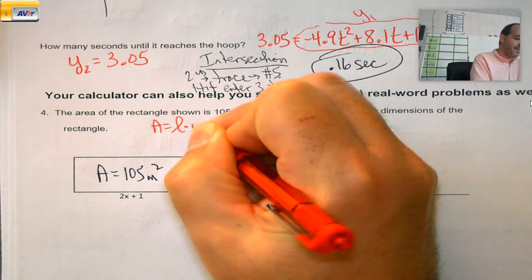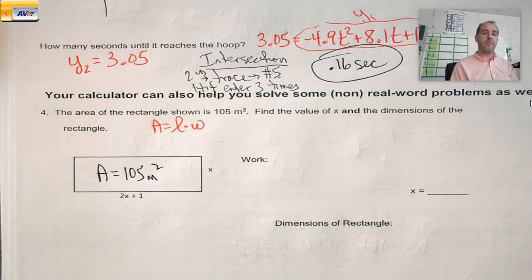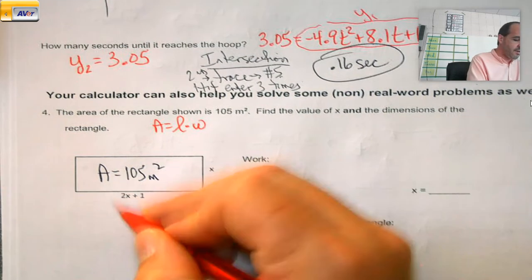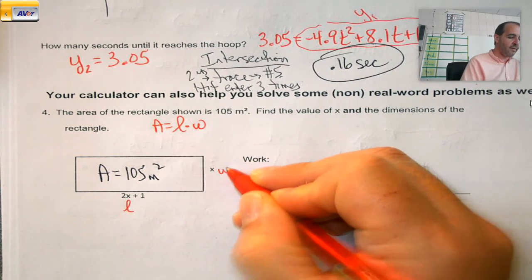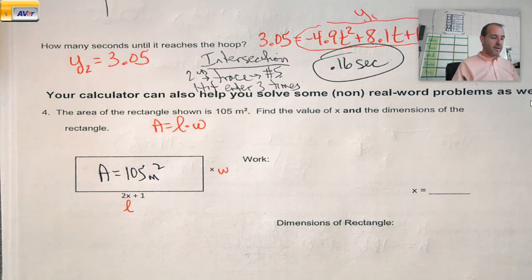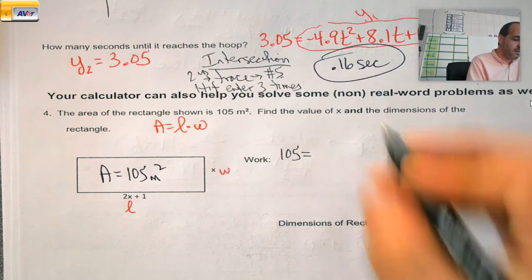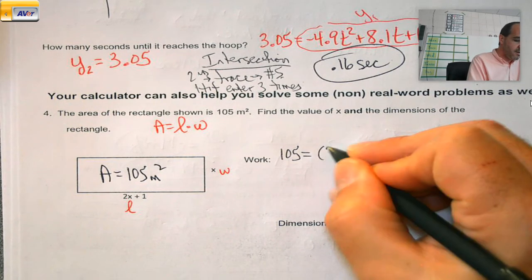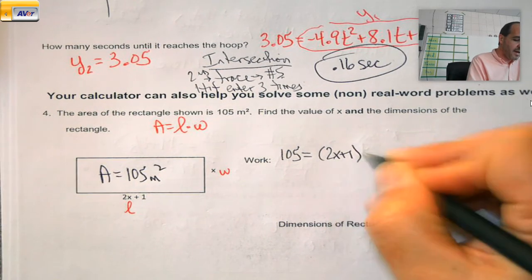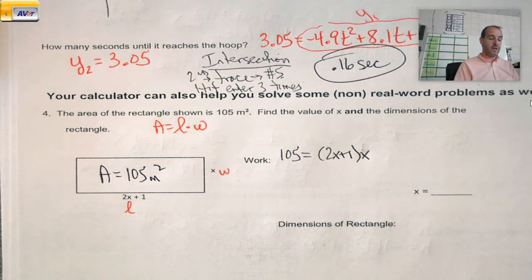Hopefully you said length times width or base times height. If you said that, that'd be okay. So we'll call this our length and this our width. So here's what that would look like. Area equals length times width, or width times length, okay?